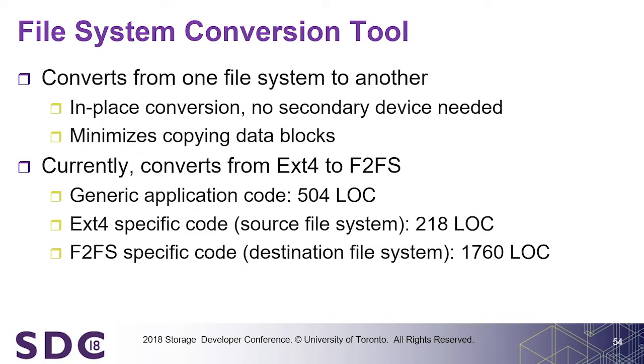We have also built an in-place file system conversion tool that converts from a file system of one type to another, while minimizing copying of data blocks during the conversion process. Currently, the tool converts from ext4 file systems to F2FS file systems. The generic code in the application has 504 lines. We read the ext4 metadata into memory with 218 lines of code, and then generate corresponding F2FS metadata with 1,760 lines of code. Most of these lines are needed to initialize F2FS structures.